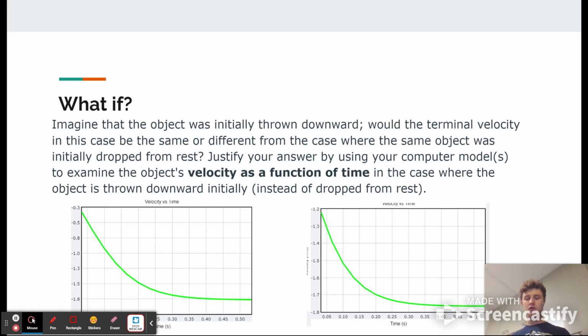I don't know if that's just my computer model being weird, or if that actually happens, but it should reach about the same terminal velocity, but it should do so faster, because the force of drag is going to remain the same as it equals gravity on an object. If you throw it downward, it should just get to that point quicker.